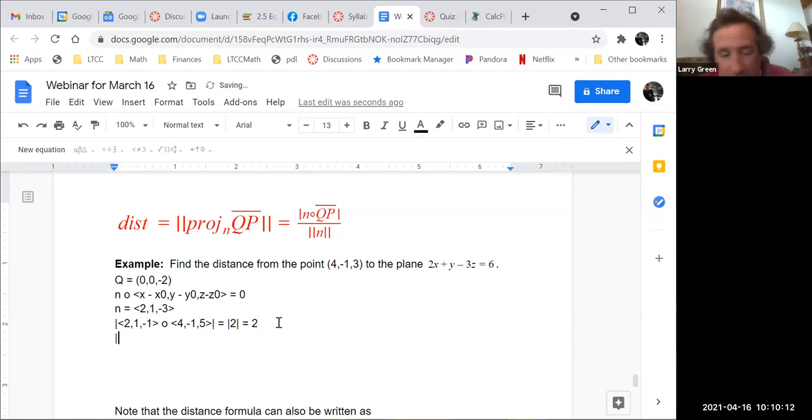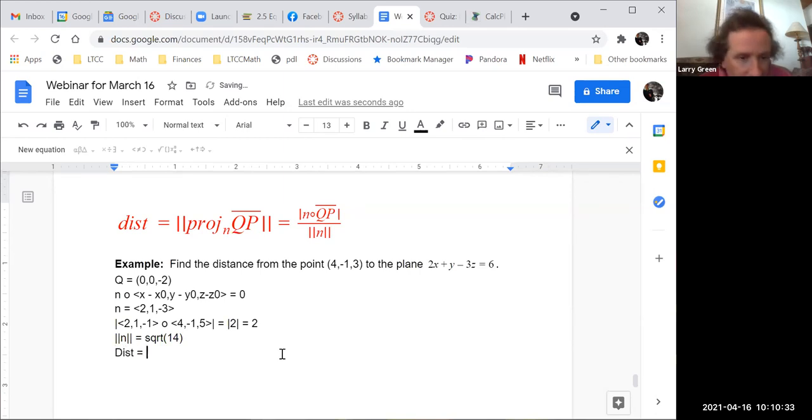Okay, the magnitude of N is equal to, and running out of time, so let me just do it in my head. 2 squared plus 1 squared plus 3 squared, that's 4 plus 1 is 5, plus 9 is 14. So it's the square root of 14. So that means our distance is equal to 2 divided by the square root of 14. And that's the distance from the point to the plane. And the nice thing is that wasn't that hard, was it? I mean, it's steps, but not that bad.